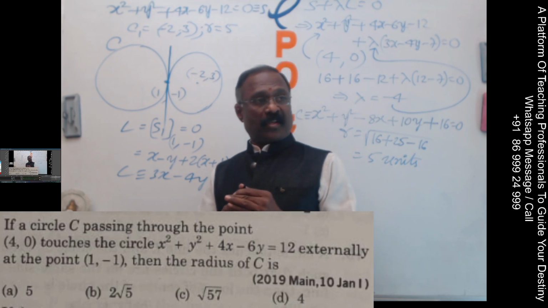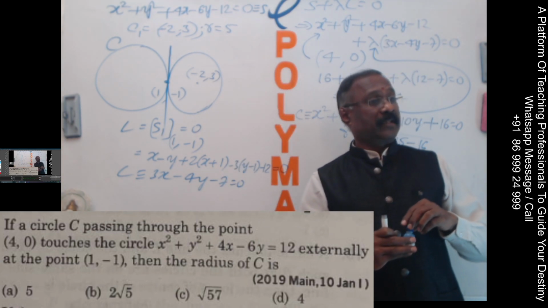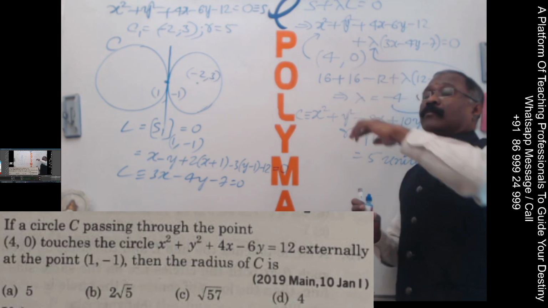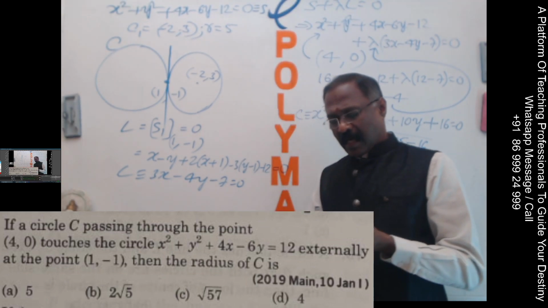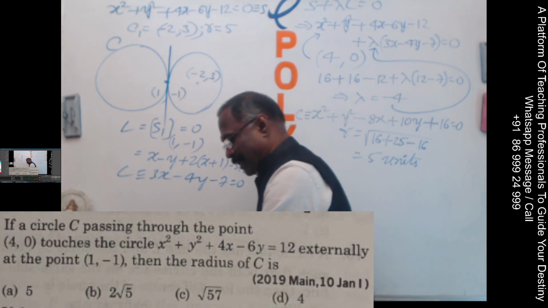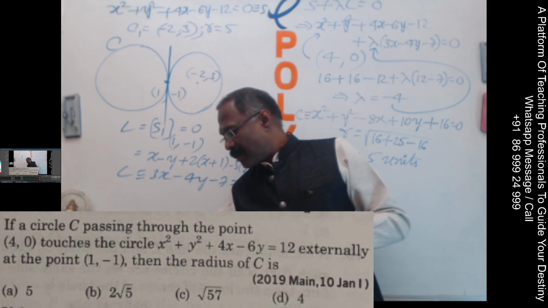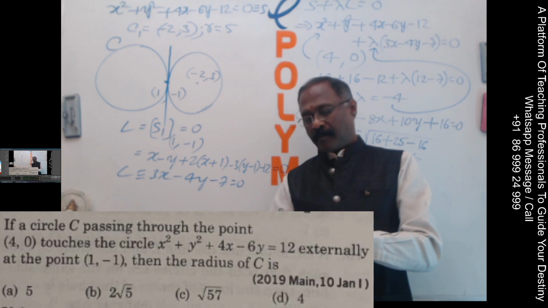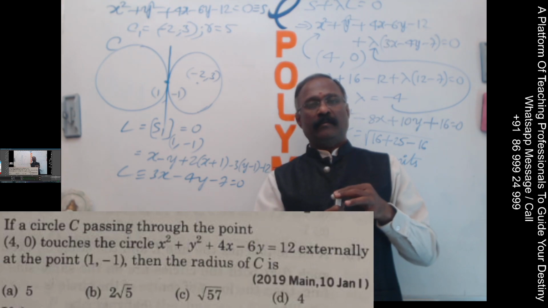Just see how the question is formed. It is purely formed on the system of circles, S plus lambda L equal to 0. The very important point with regards to the system of circles is that if you want to write the system of circles, you must know a member of the system, number 1.